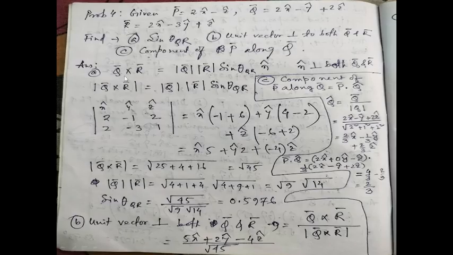When we take vector q cross r, it is given by modulus of q into modulus of r into sine of angle theta qr n hat. N hat is the direction perpendicular to both q and r. N hat is perpendicular to the vector q as well as to vector r. This is coming from the cross product formula.